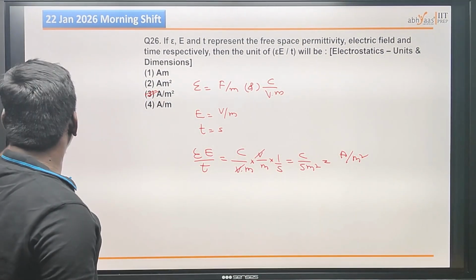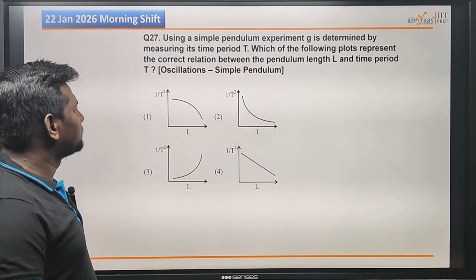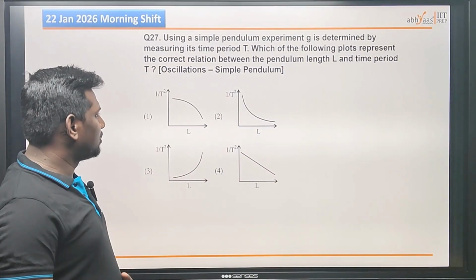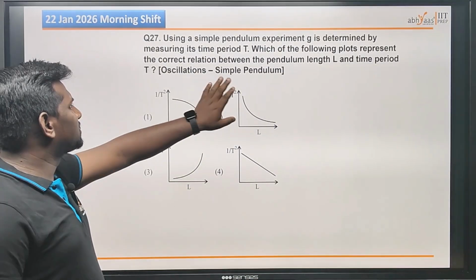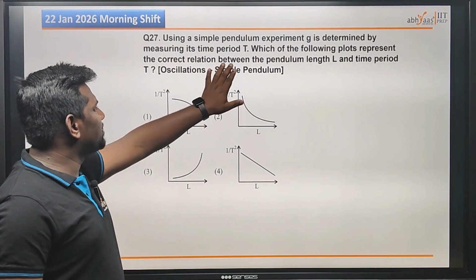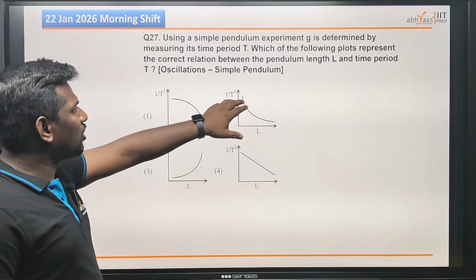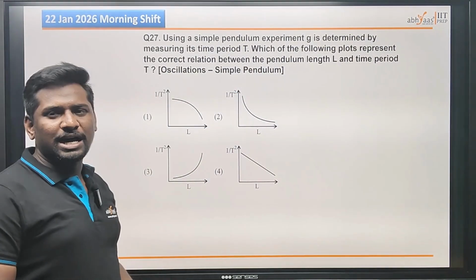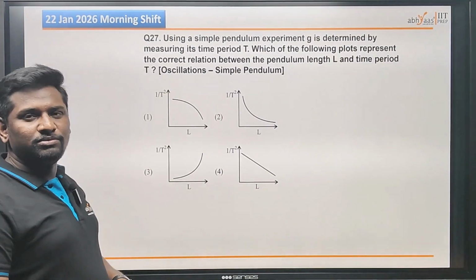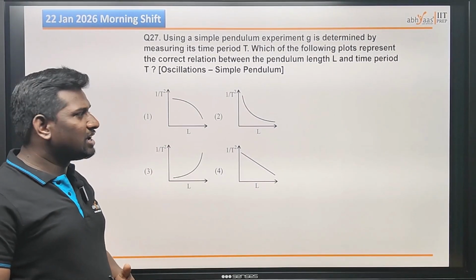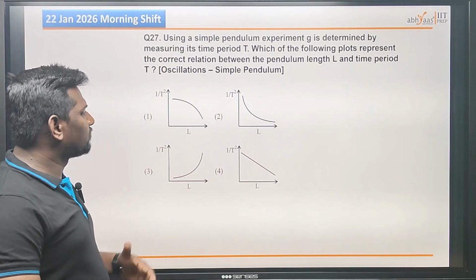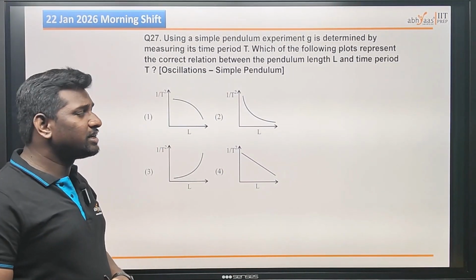So next question, see here, 27. This is from oscillations, depending on the pendulum. What they are asking: using simple pendulum experiment, g is determined by measuring its time period T. Which of the following plots represents the correct relation between length and time period? They have given a 1 by T square to L graph. So you have to find which is the correct graph.